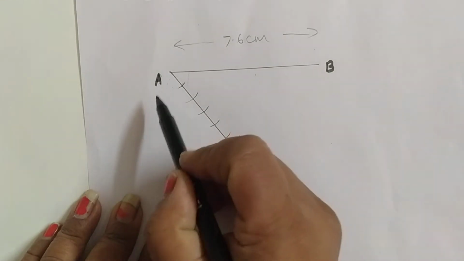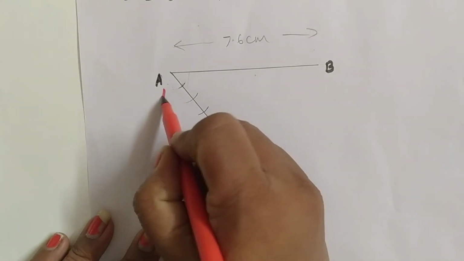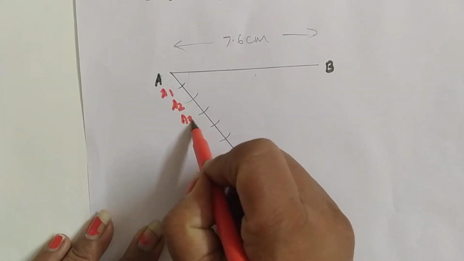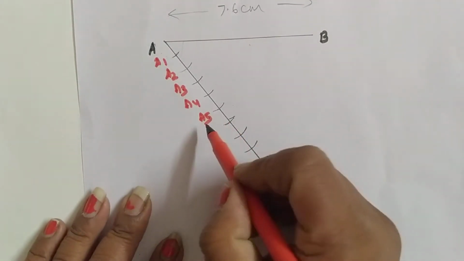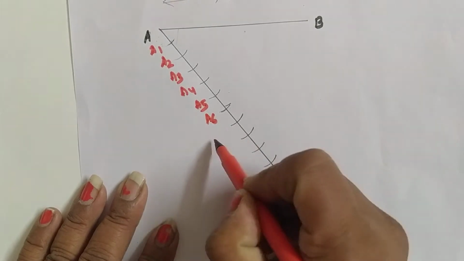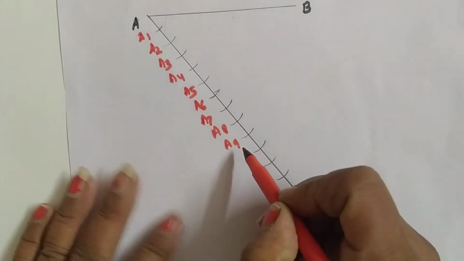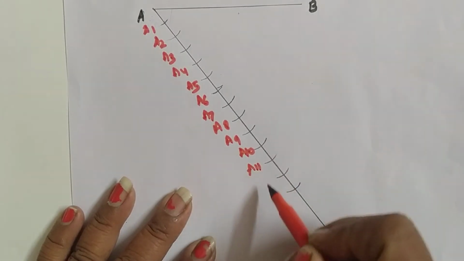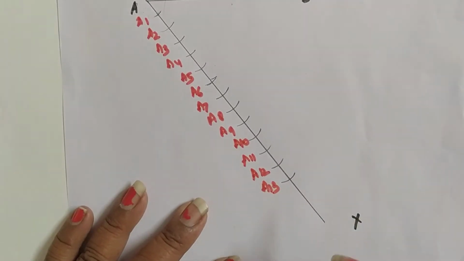So this is A. Suppose I am giving this A1. This one is A1. This one is A2. This one is A3. This one is A4. A5. A6. A7. A8. A9. A10. A11. A12 and A13.